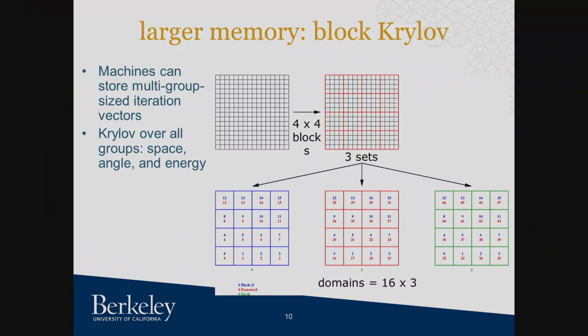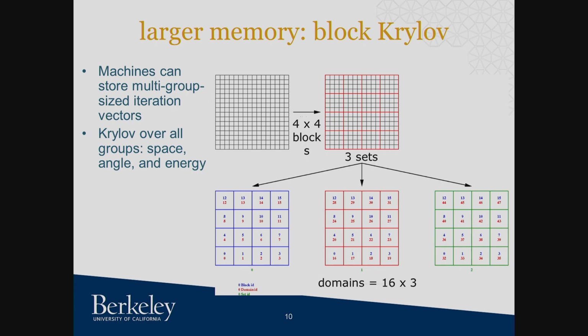So the first method is called the Block-Krylov solver. It turns out machines are bigger than they used to be, and they can store more than one energy group size of iteration vector. The reason that we had to do Krylov in only one energy group is that we couldn't deal with having an iteration vector in our Krylov method that was bigger. But machines are bigger now, so we can have multi-group sized iteration vectors. And that's really all that changed: we got a big enough machine to store a bigger vector. And that made this method possible.